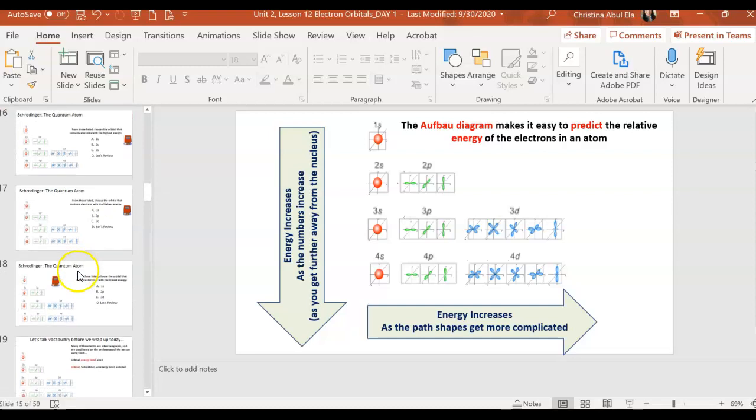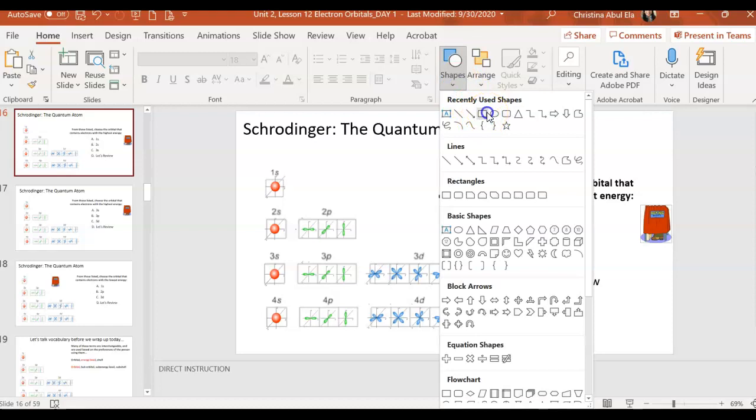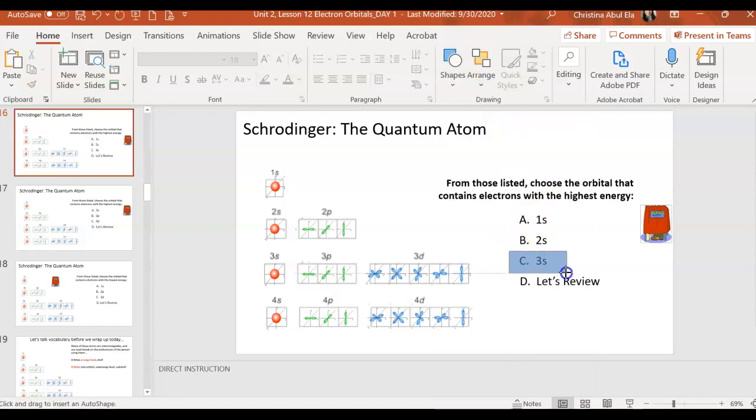Right, so let's try 1 or 2 of these questions I have here. So again, I'll just pause, and then you can answer on your own, and I'll share the answer with you. From these orbitals listed, which one would have the highest energy? We have all s's here, so all traveling in the same shape, so that doesn't matter. But we have different numbers, right? So the one with the highest energy is going to be the one with the biggest number. So that's the 3s.